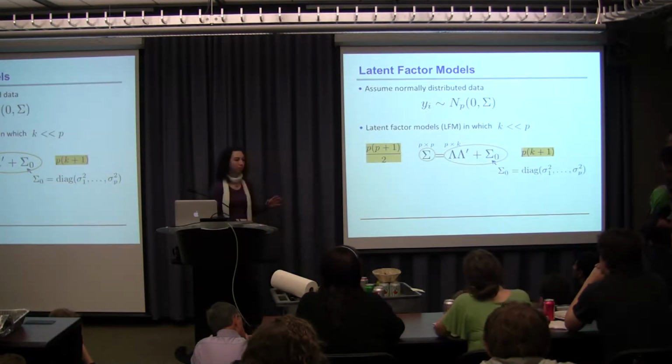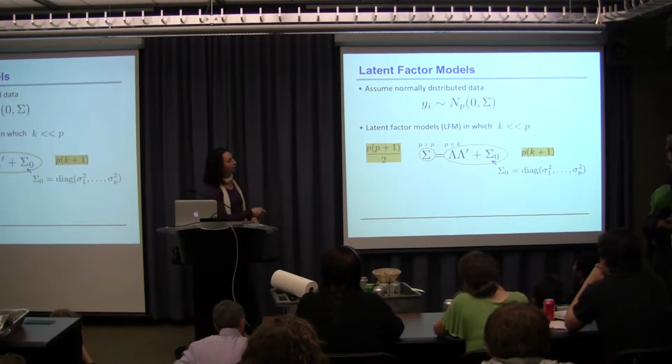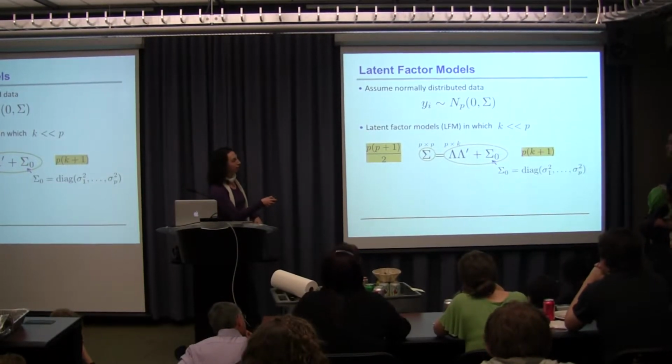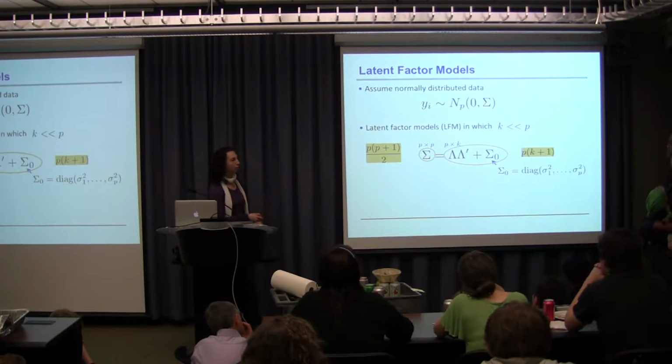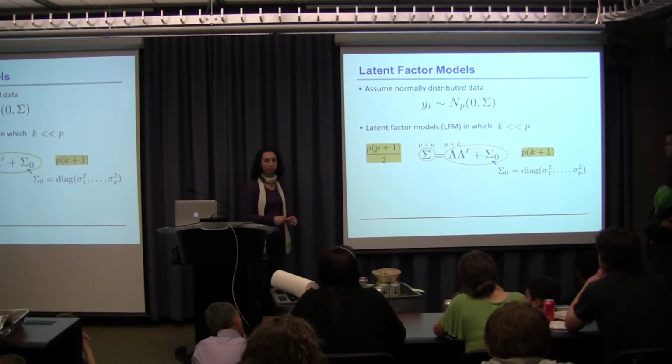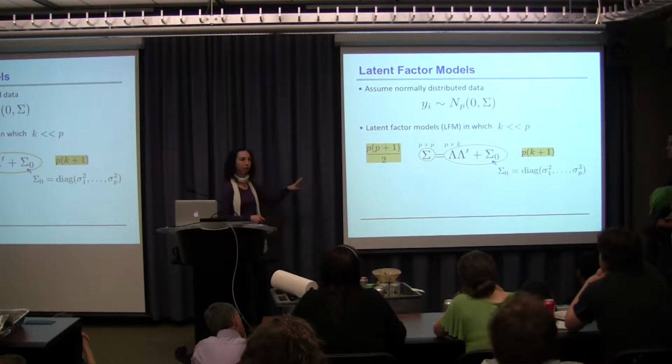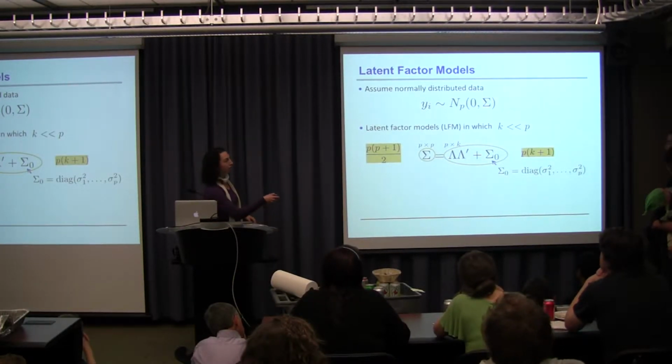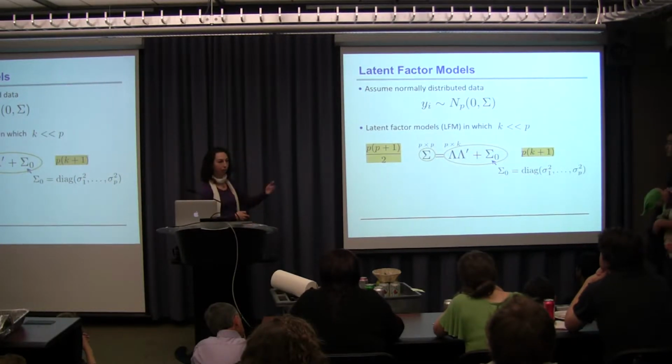Remember that in the latent factor model we described, we're harnessing the fact that we approximate this p by p covariance matrix in terms of the low rank decomposition. But remember that we're looking at a static covariance matrix, so the correlations between our observations are not changing with the observation.